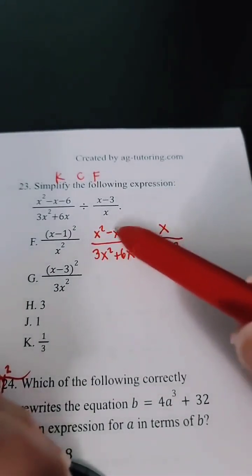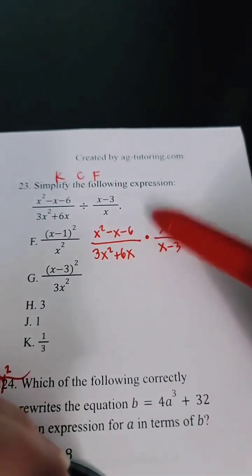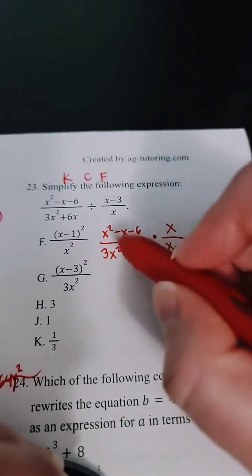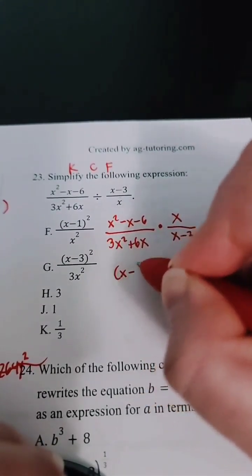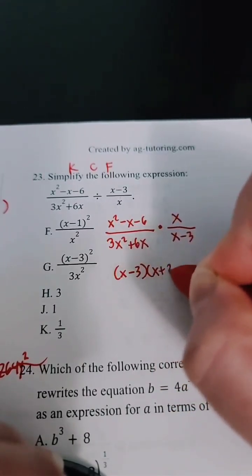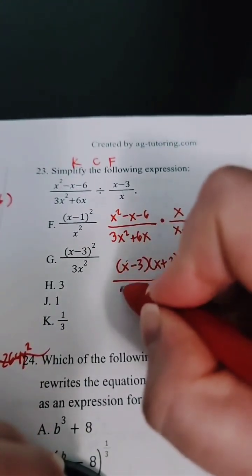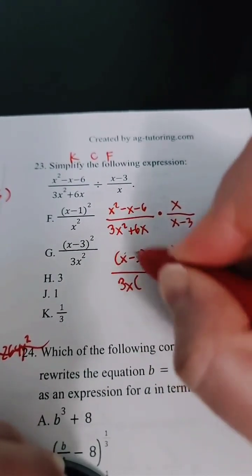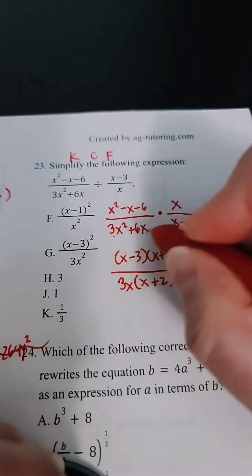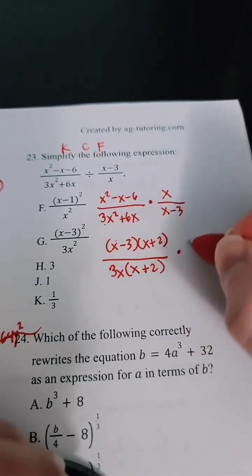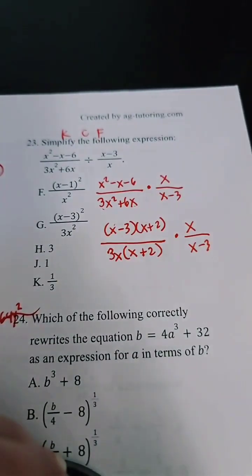Now what I want to do is factor the top and bottom over here to see if there's anything that I can cancel out. So we're going to say, okay, x squared minus x minus 6 could be x minus 3 times x plus 2. And then on the bottom, I'm going to take out 3x as the greatest common factor, and that's going to leave me with x for this portion and plus 2 for this portion right here. And then I'm going to copy down the rest of my problem.